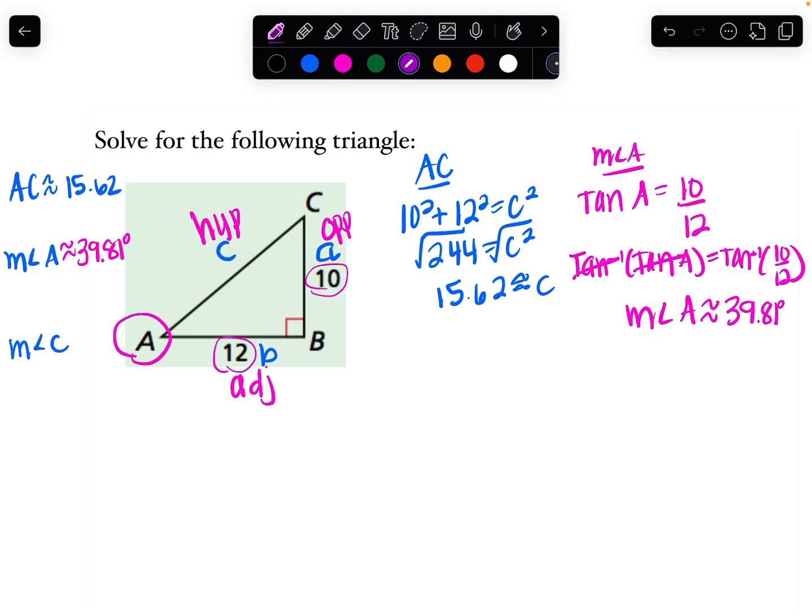And then again, to find our last angle, we'll just do 180, take away 90, take away 39.81, and we would get approximately 50.91 degrees. All right, so remember, you're always going to be solving for 3 different things. Make sure you're finding 3 different answers for each of these problems.